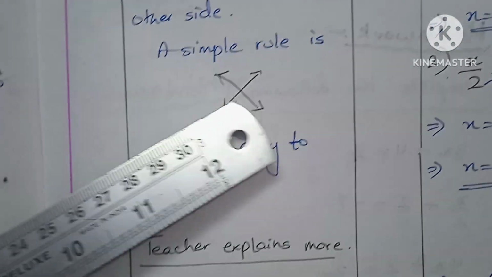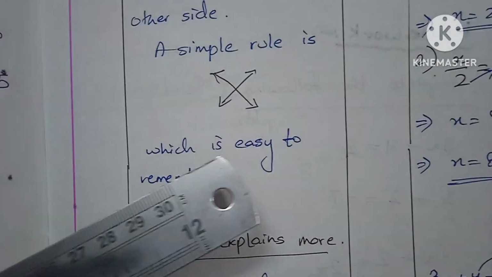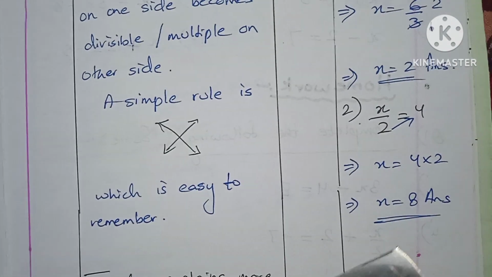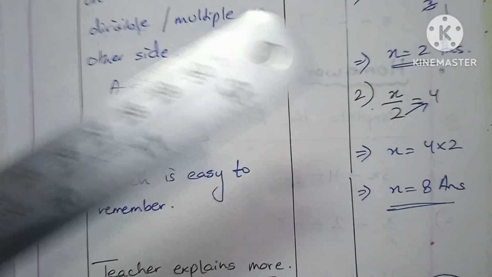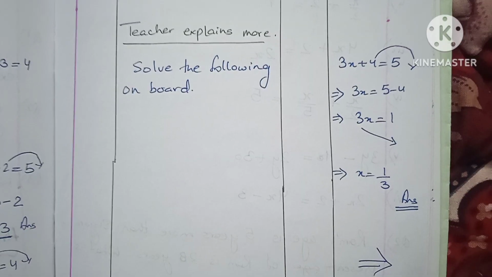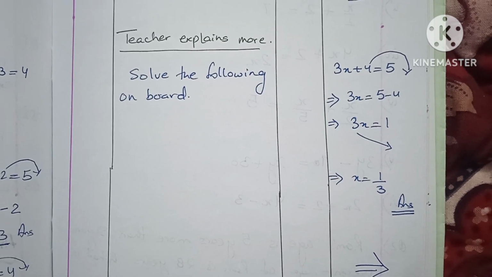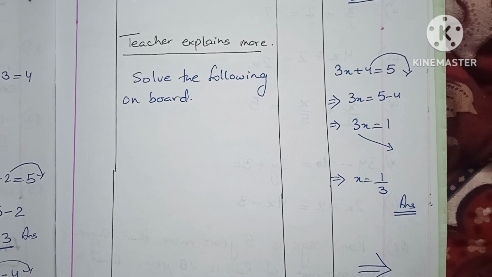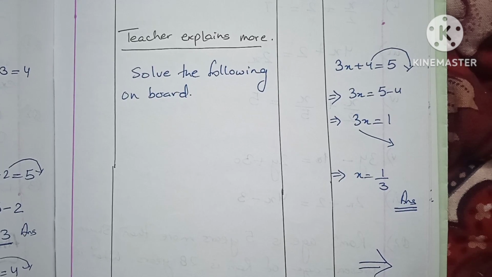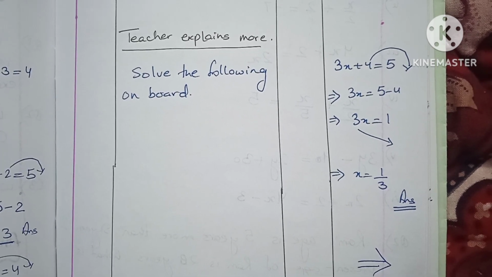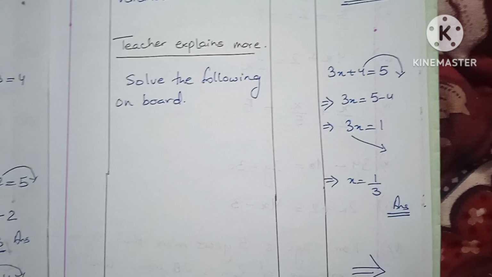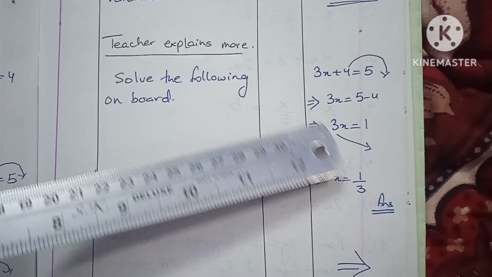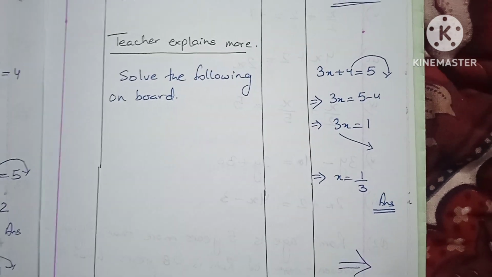The simple rule is this cross sign which we have to apply, or we can always remember on which side a particular constant has to move so that we can get the value of the variable. One more example over here. 3x plus 4 is equal to 5. 4 goes on the other side, changes its sign to minus. So 3x is equal to 5 minus 4. 3x is equal to 1. Now over here 3 goes in division, so we get x is equal to 1 by 3.